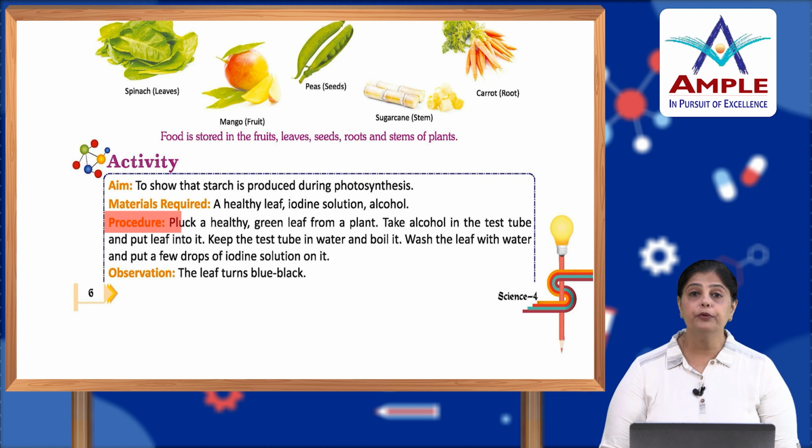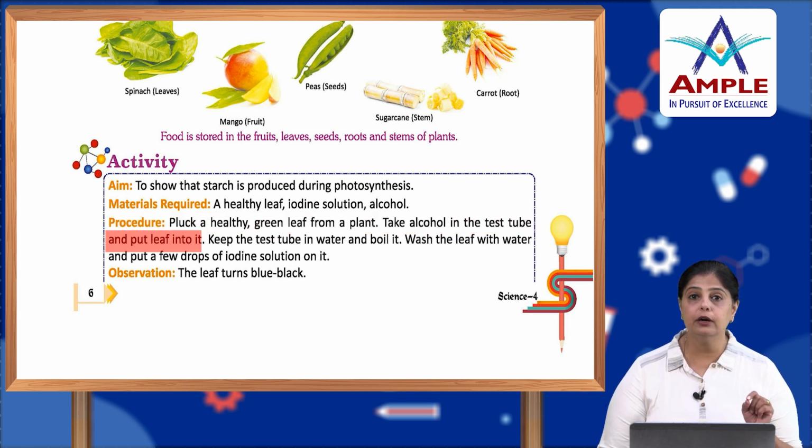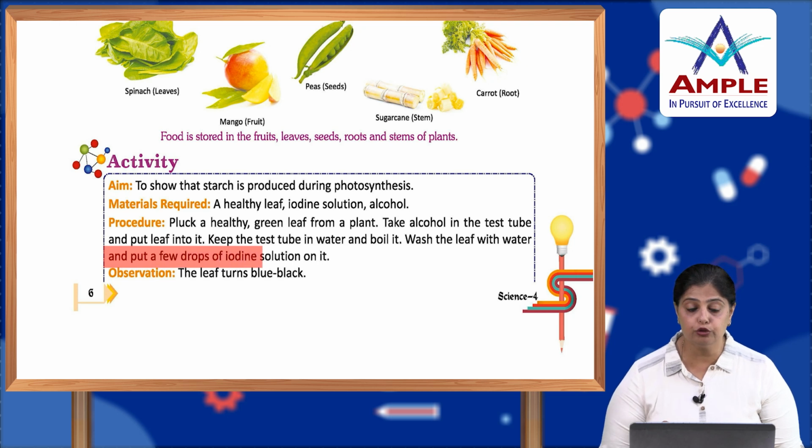Now, procedure. You have to pluck a healthy green leaf from a plant. Take alcohol in the test tube and put the leaf into it. So, put the leaf inside the test tube. Keep the test tube in water and boil it. Wash the leaf with water and put a few drops of iodine solution on it.